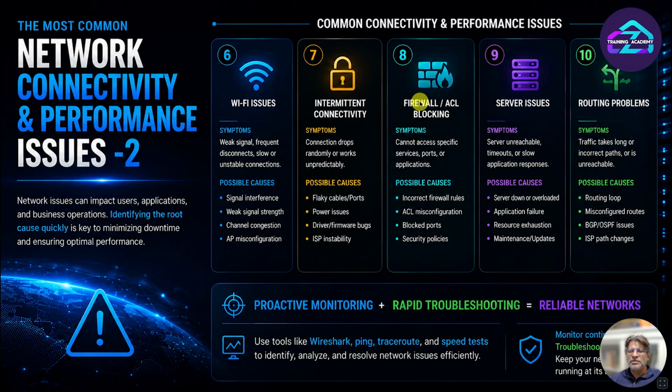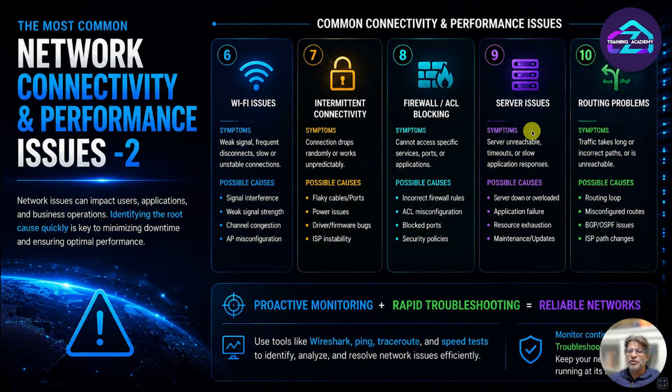Then there is firewall ACL blocking, cannot access specific ports or services or applications. It could be incorrect firewall rules being set up. Could be access control list misconfiguration, right? Because you can specify ACLs on the switches and routers, but you need to make sure that they're correctly configured, obviously, otherwise it will block traffic, right? Any blocked ports on the firewall and any security policies that you may have applied.